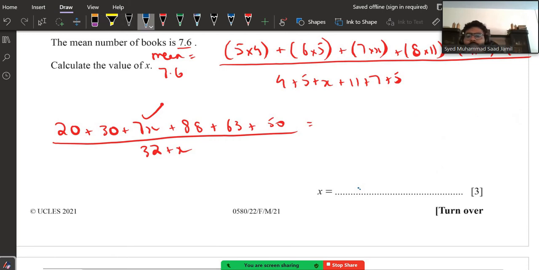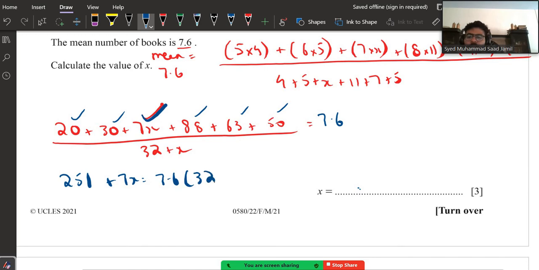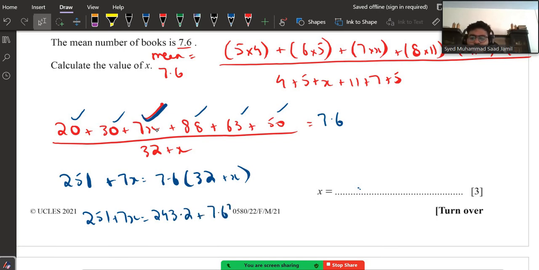Okay. So basically this is equal to 7.6. When I add all the numbers 20 plus 30 plus 88 plus 63 plus 50, that's going to be 251 plus 7x is equal to 7.6 multiplied by 32 plus x. Now 251 plus 7x is equal to 7.6 multiplied by 32, which is 243.2, plus 7.6 multiplied by x, which is 7.6x.